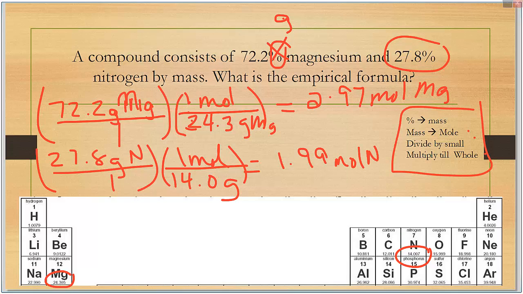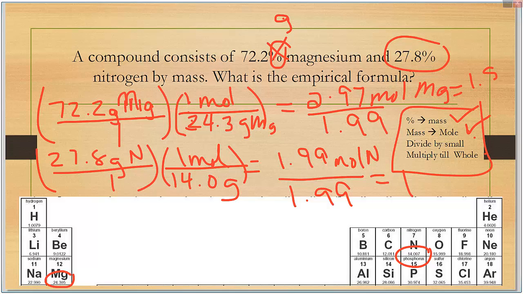Okay, so we have percent to mass, mass to mole, divide by small. What that means is you're going to look at the two numbers, 2.97 and 1.99. The smaller of the two is 1.99. So we're going to divide both by 1.99. Essentially, we're getting a ratio of magnesium to nitrogen. This comes out to be 1.5, and this comes out to be 1. So for every one nitrogen, there's 1.5 magnesium.